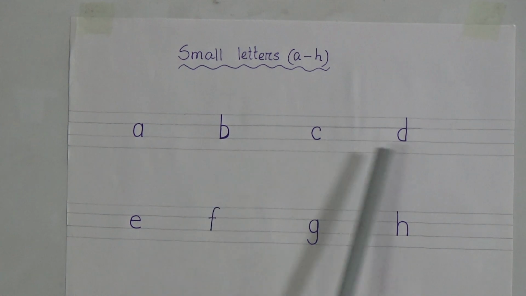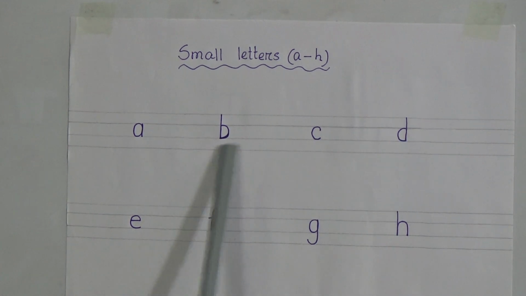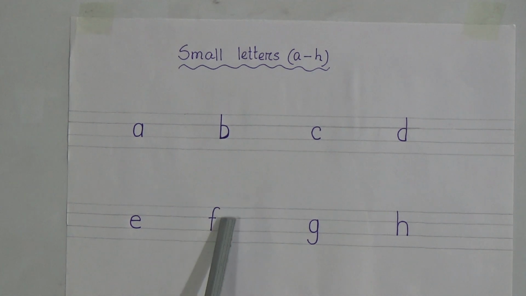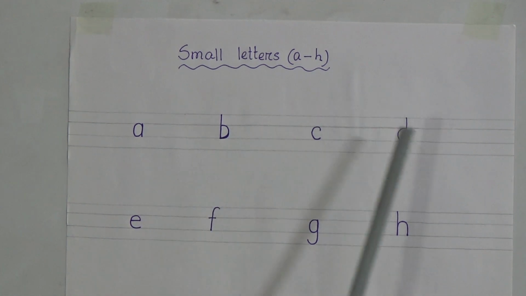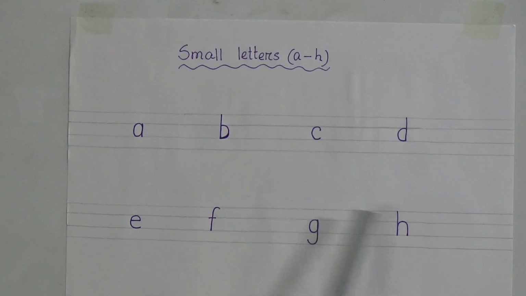And B, D, F and H, they use the first 2 lines. And G, just look at G. G uses the last 2 lines. We have to use the last 2 lines for writing small letter G.